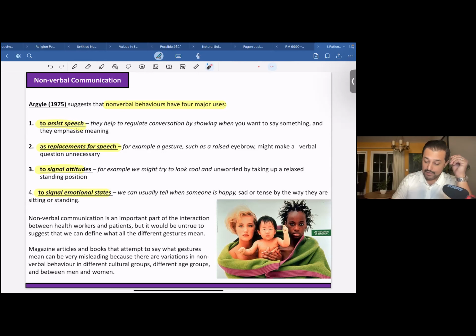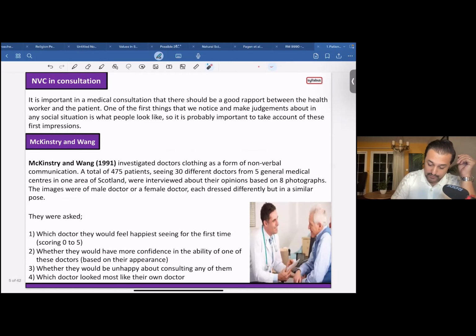Taking this a step ahead, let's start off with the study that was conducted by McKinlay and Wang in the year 1991, and this has to do with the impact nonverbal communication has on the consultation, right? This has to do with the impact nonverbal communication has on the patient-practitioner relationship. It is pretty important that in a medical consultation there should be a good rapport between the health worker and the patient, the health worker as in the practitioner in this context.